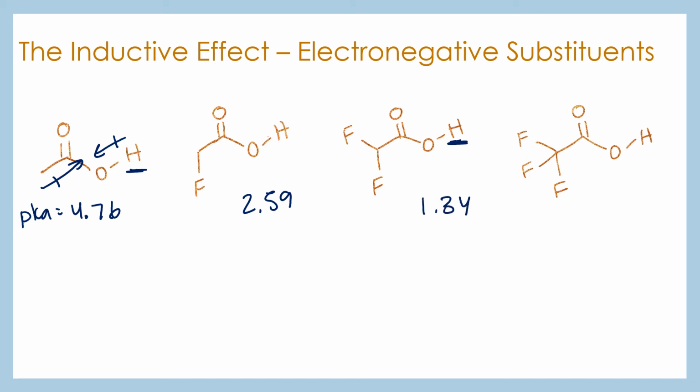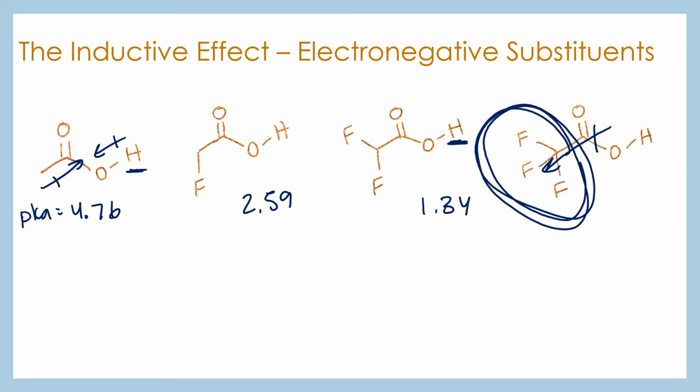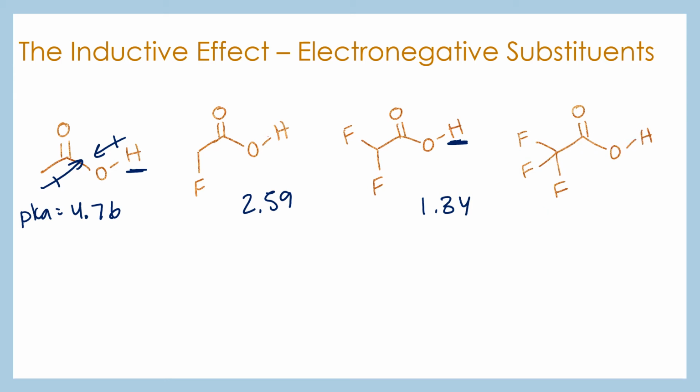By the time you've added on 3 fluorines, you have reversed that dipole entirely. The electron density is getting really focused on this end of the molecule, and this bond is severely weakened. So the pKa of this proton is 0.23.